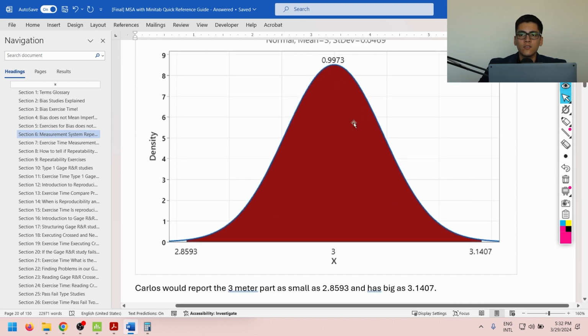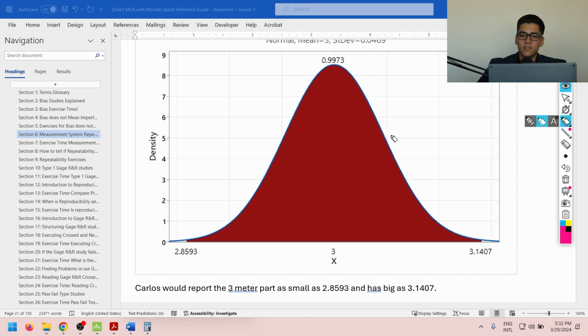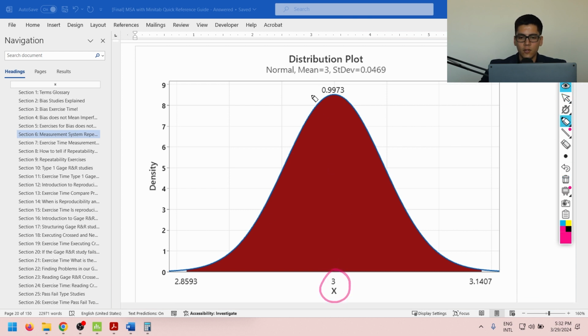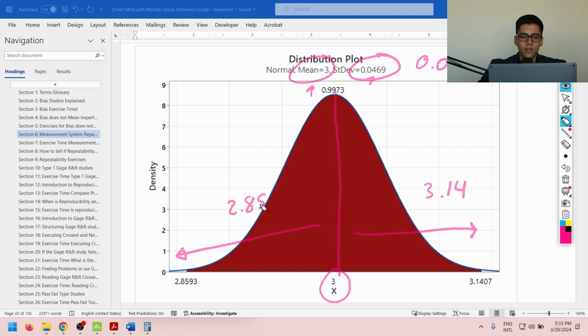If I take this information over to my part, it means that a part that measures 3 meters, for example, based on Carlos' existing standard deviation. So let's say I give Carlos a part that is 3 meters long. That will be a mean of 3, a real world condition. And Carlos currently has a standard deviation of 0.0469. Carlos might tell me that the part is as big as 3.14, or he might tell me that the part is as small as 2.85.